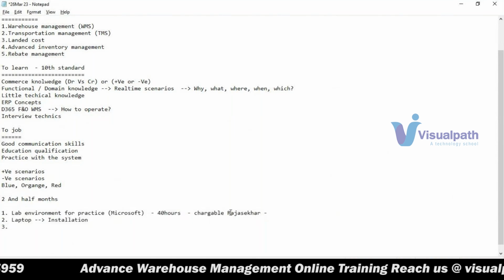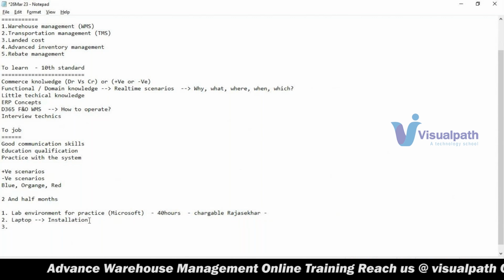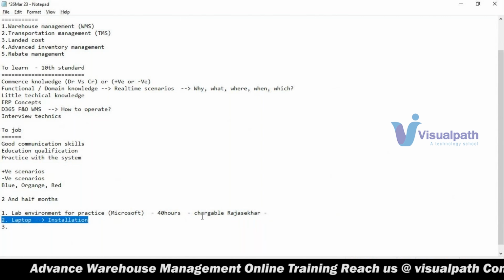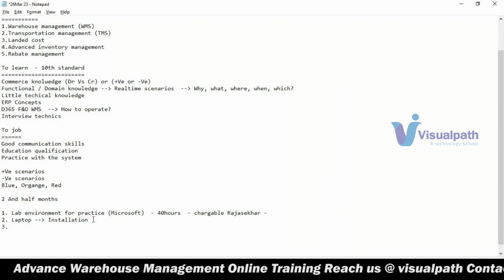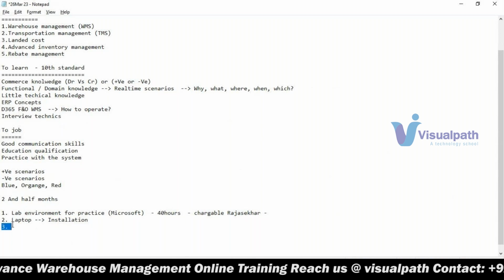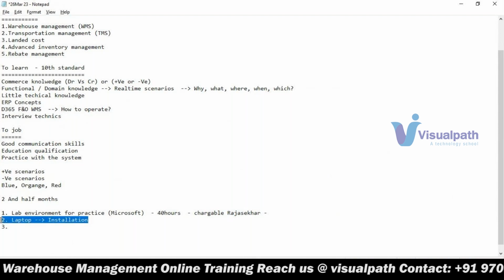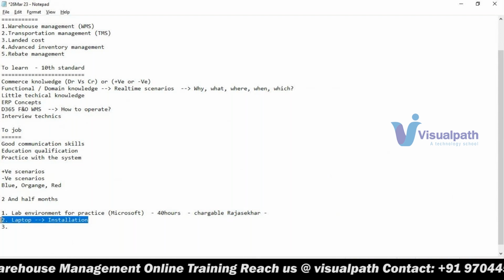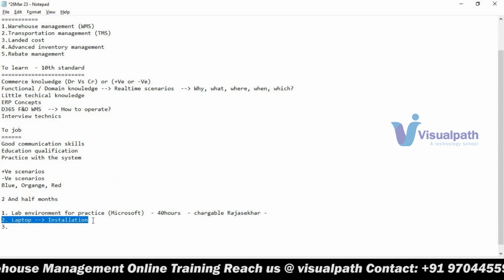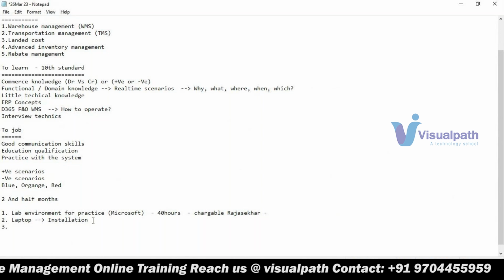It is 4,000 or 5,000, or if it is this one, it is 3,000 something. If you approach him directly in Amirpet, Hyderabad, if you are in Hyderabad, he can install directly and he will charge a very less amount. If you are remote, in other countries or other states, with remote access, he will charge a little bit more. So that depends, and you can discuss it with him.